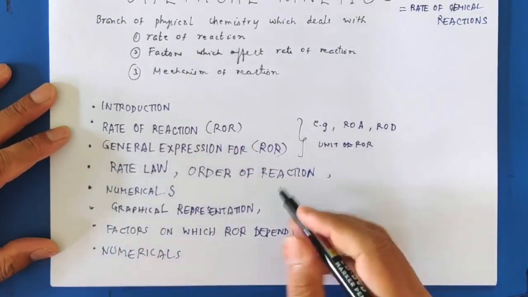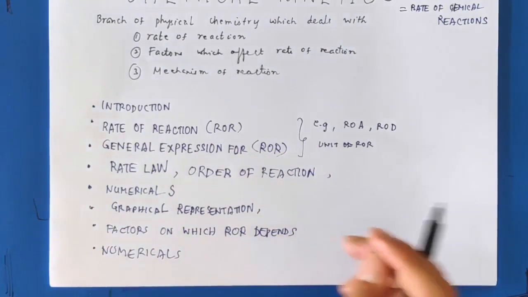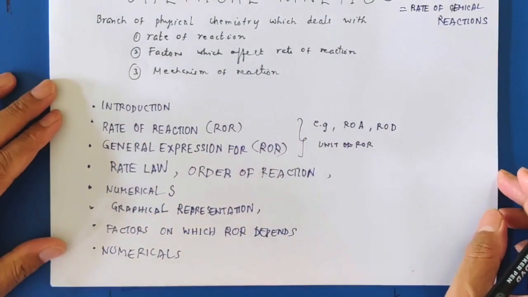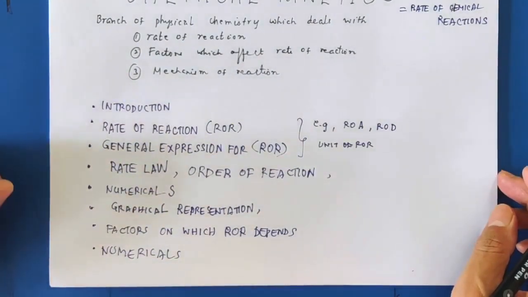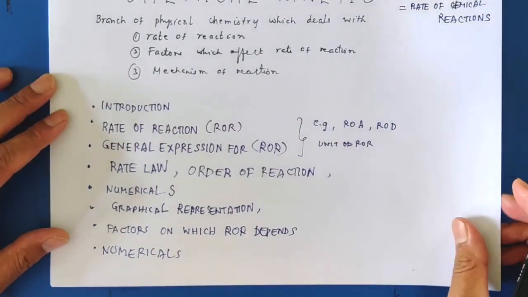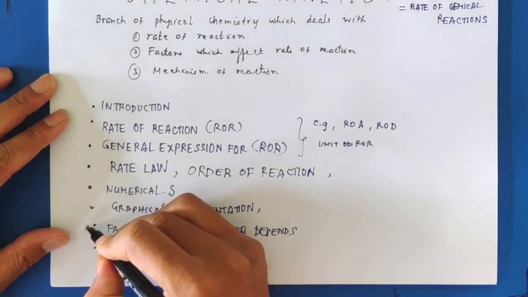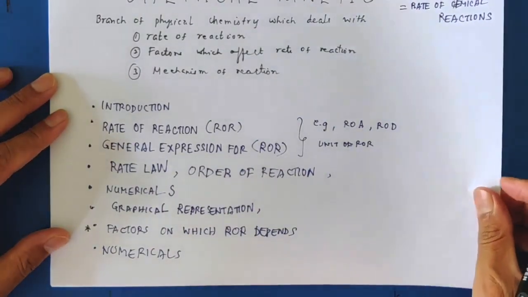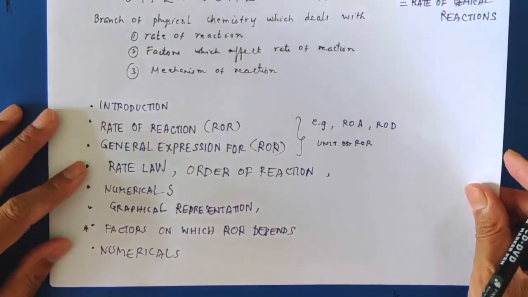Okay, the graphical representation: the concentration of reactants decreases with time. The reaction depends on it. We will explain this in detail, along with numerical calculations in chemical kinetics.